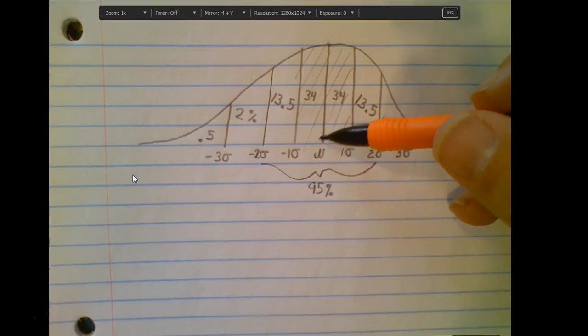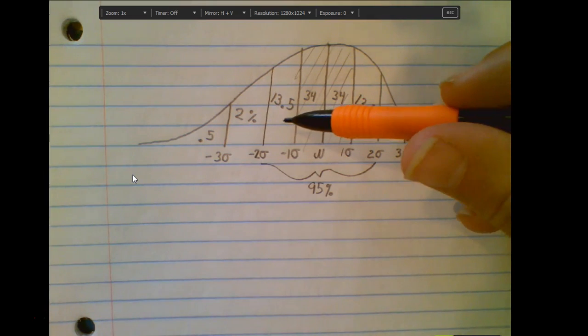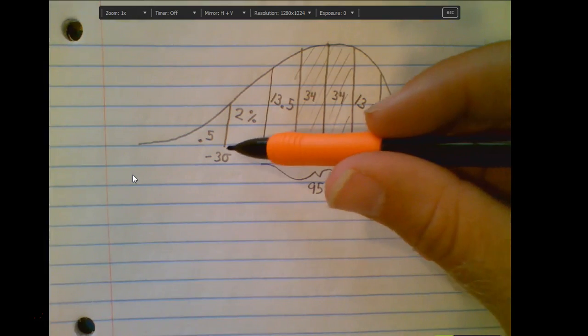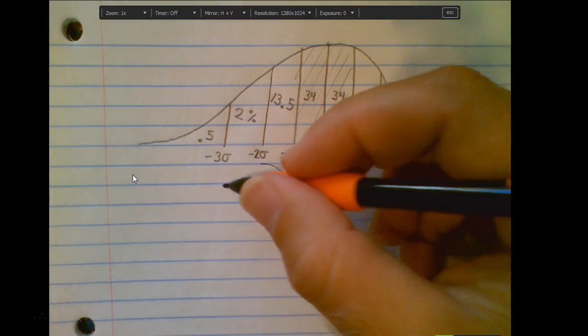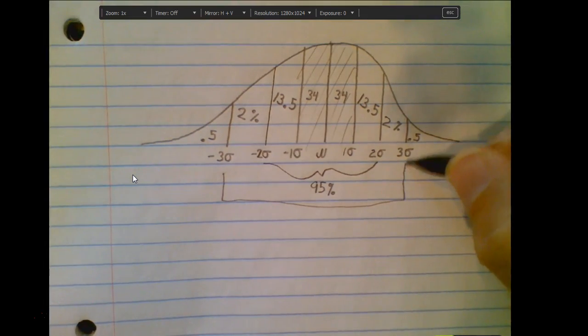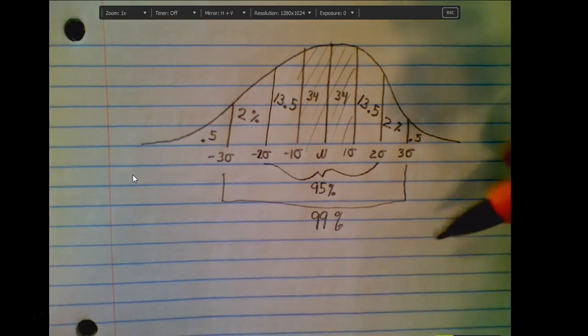So if from here to here is 47.5, and I already know this is 34, that makes this the remaining 13.5% within that little area right there. So same thing on the other side. And again, from within 3 standard deviations, so from right here to right here, I get 99% of all of my data.